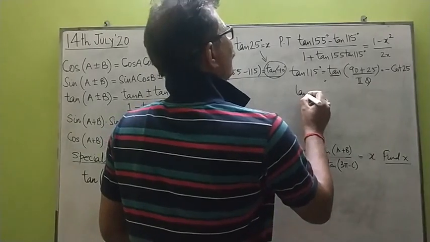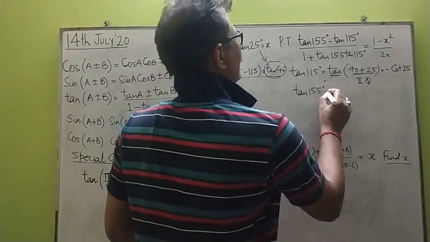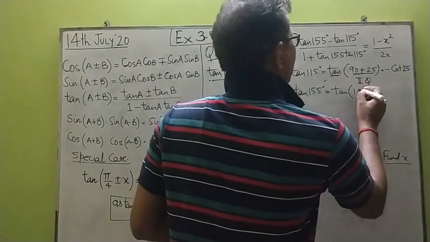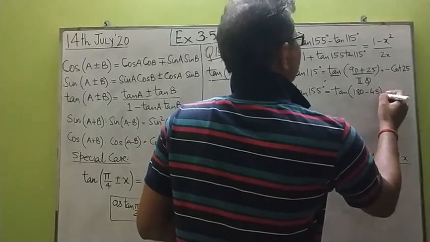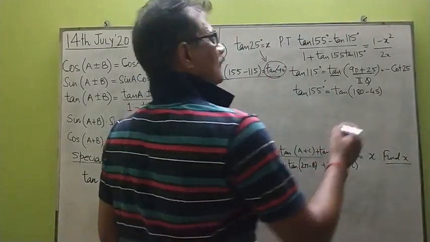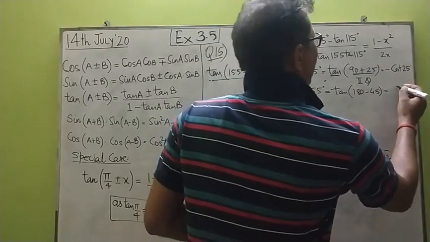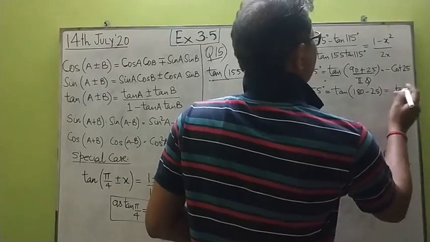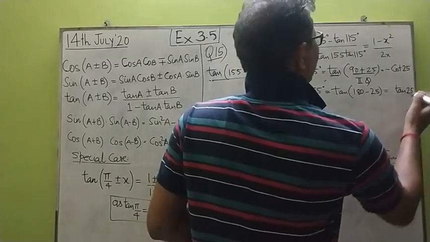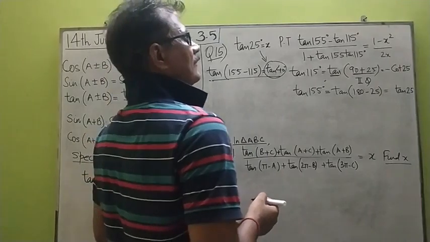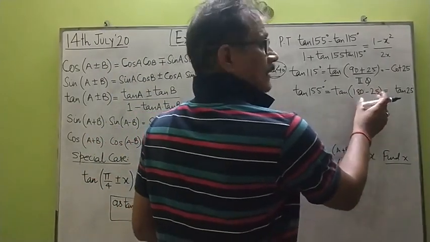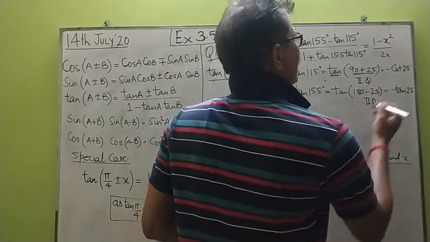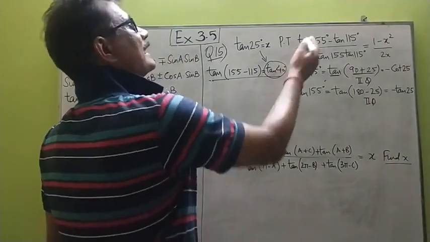Similarly, tan of 155 degree can be written as 90 plus, or you can change it to 180 minus 25. That will be better. With 180 minus 25, it remains tan. So it remains tan 25 degree. And this is 180 minus theta. 180 minus theta means which quadrant? It's again second quadrant where tan remains negative. So minus tan 25.